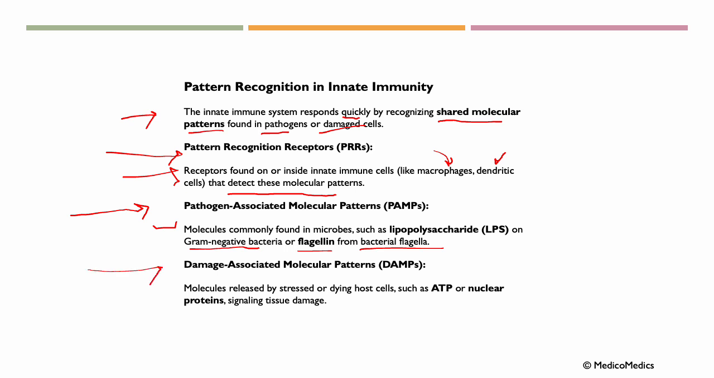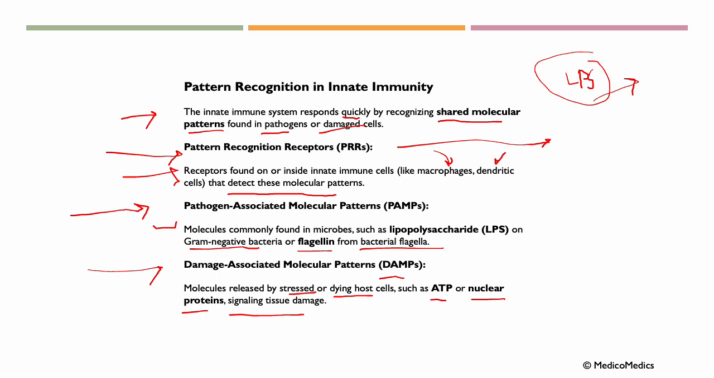Furthermore, we have damage-associated molecular patterns, DAMPs. So these are molecules released by stressed or dying host cells, such as ATP or nuclear proteins, signaling tissue damage. For example, one example of a PRR are the toll-like receptors, TLRs. And we have a toll-like receptor, TLR4, if memory serves me, that recognizes the lipopolysaccharide on bacteria. So when it recognizes the LPS, it will trigger an inflammatory response.